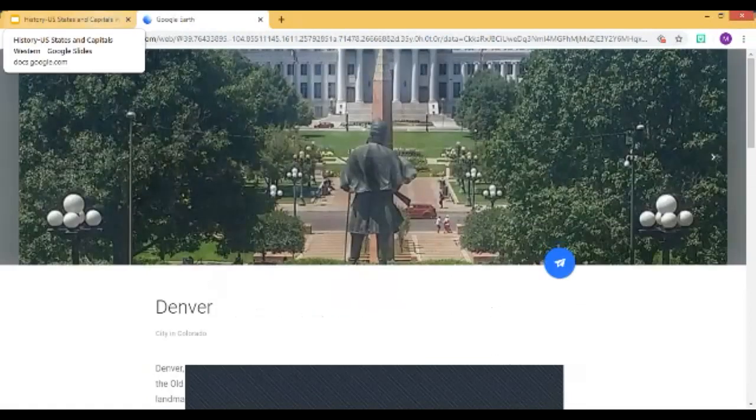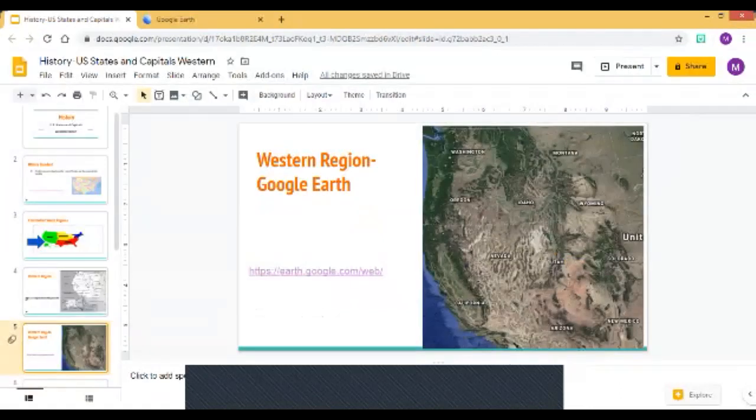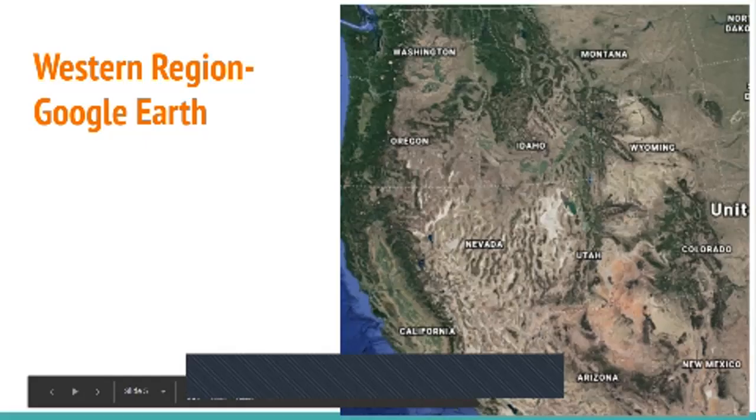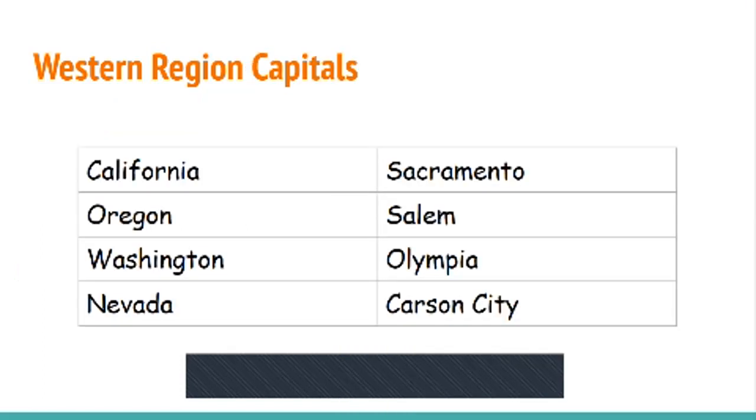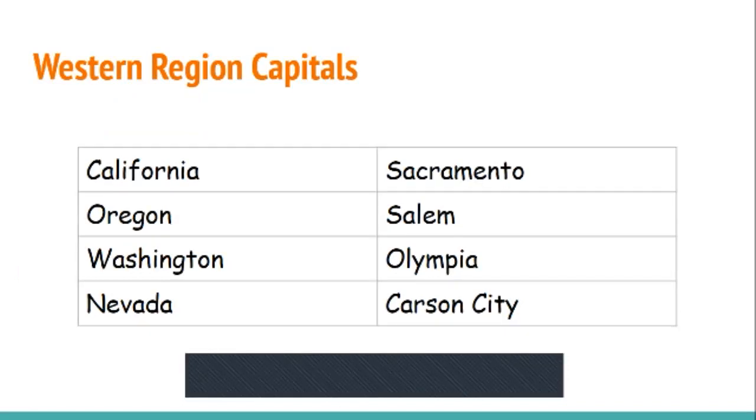All right, friends, back to the presentation. We've explored the Western region capitals on Google Earth. Now, I've outlined these next 3 slides for you to see the state and the capital side by side. Perhaps this is a way that you remember states and capitals.